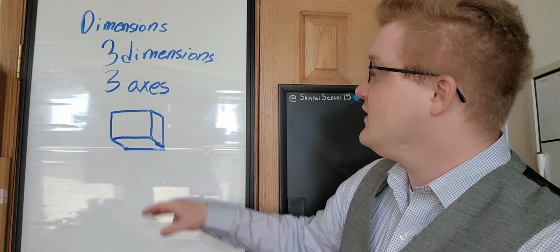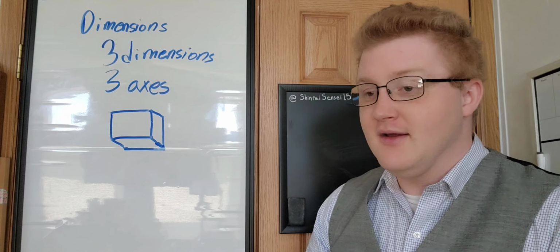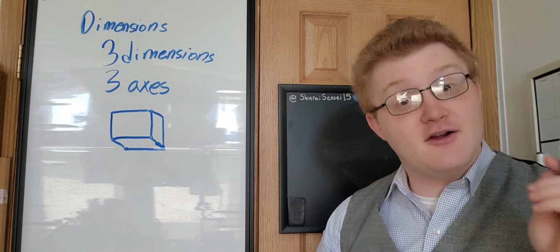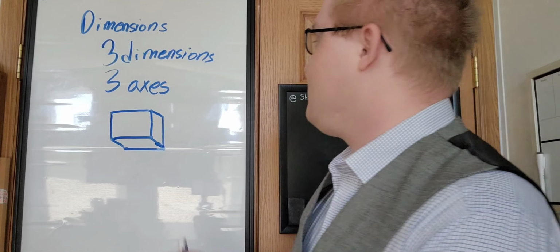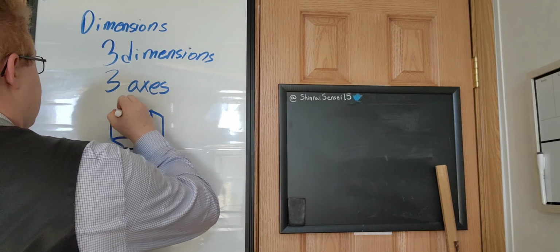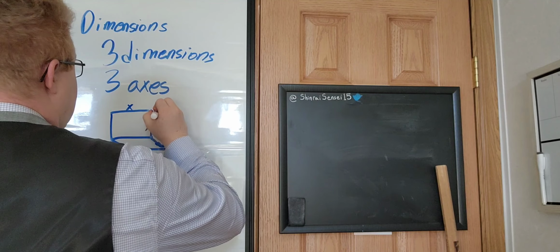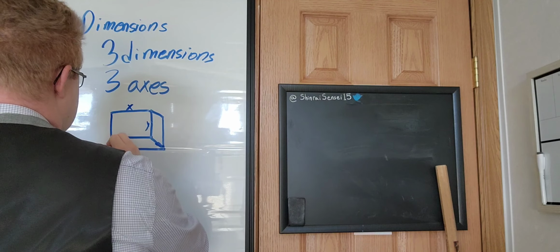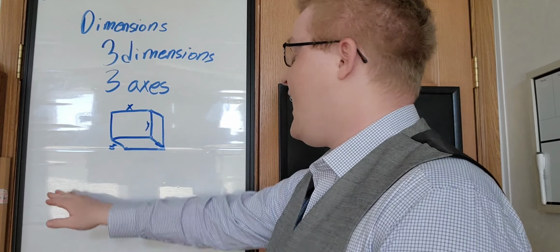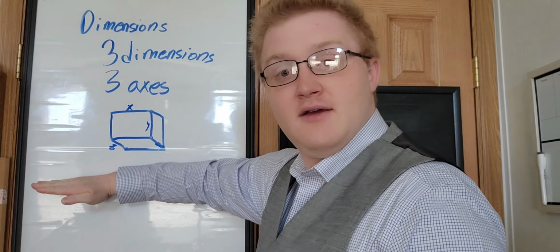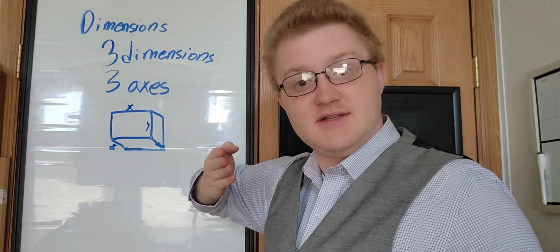So this would be a cube or a rectangular prism, depending on whether or not you think that it's a square. It doesn't really look like a square to me, so I'm going to call it a rectangular prism. But there are three dimensions, three axes, which are all represented by this is the x, this is the y, and let's call this one the z. So the x-axis goes this way, the y-axis goes this way, and the z-axis goes that way. It's the easiest way to think of it.